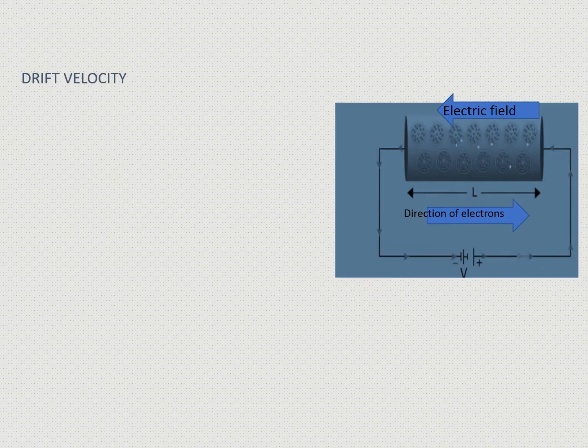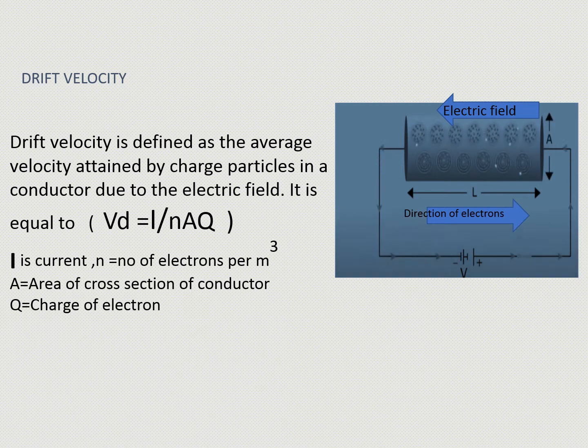When a potential difference is applied across the two ends of the conductor, a steady electric field is established in the conductor. The free electrons experience a force in the direction opposite to the electric field. See, this is the direction of the electric field. This is the direction of the motion of the electrons. So both are in opposite directions. The force acting on the electrons is equal to the charge of the electron q into the strength of the electric field.